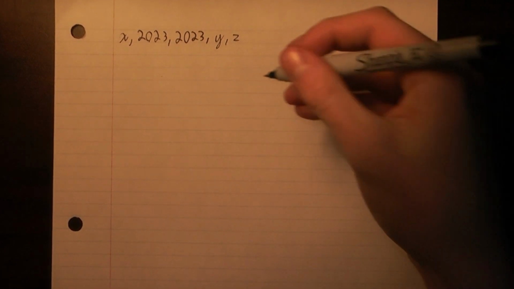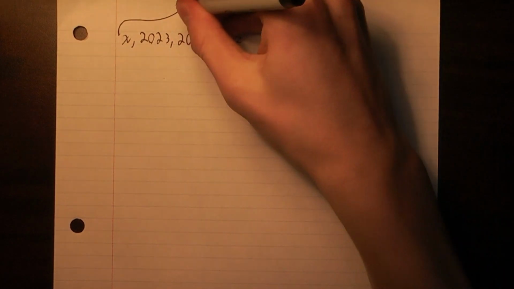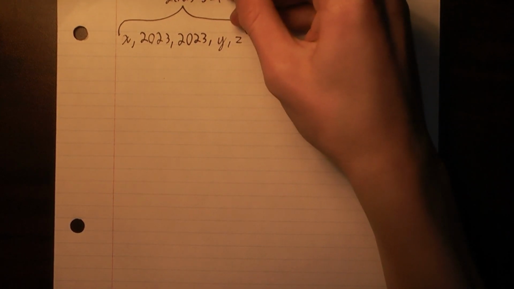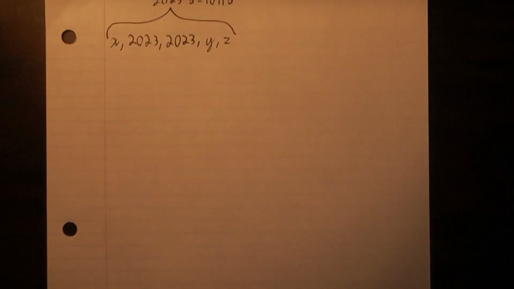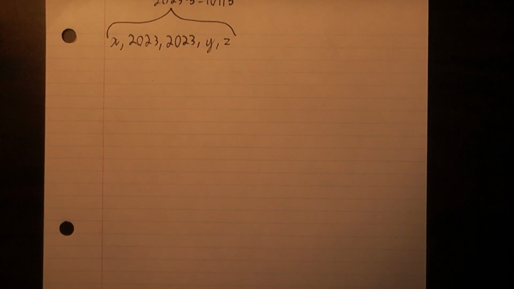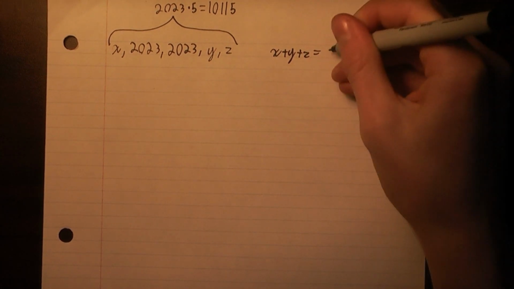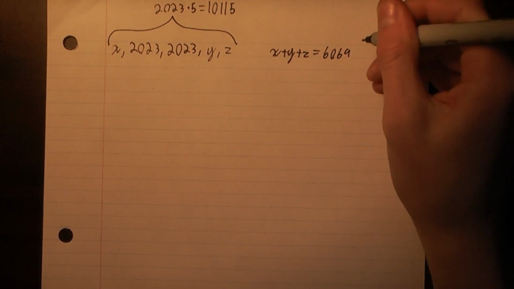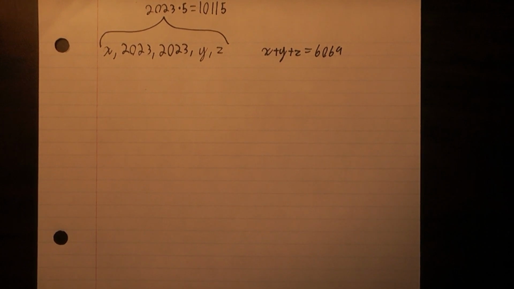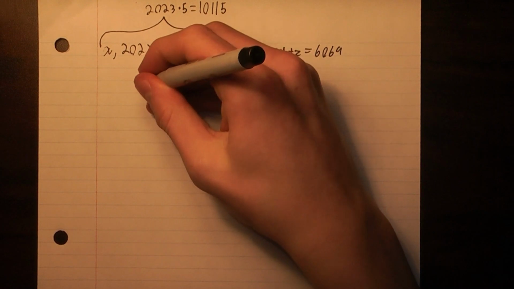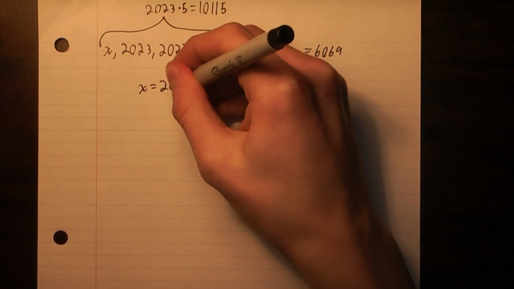So in order for the mean to be 2023, all of these have to add up to 2023 times 5, which is 10,115. x, y, and z have to add up to 6,069 because it's 2023 times 3, and they have to be an average. So let's start off with x equals 2022.